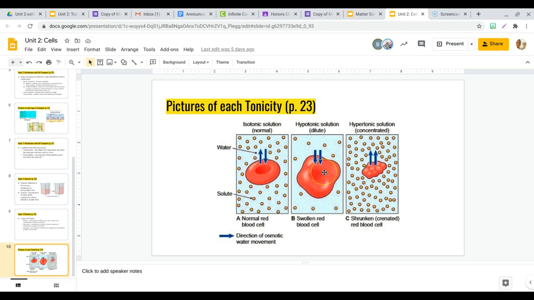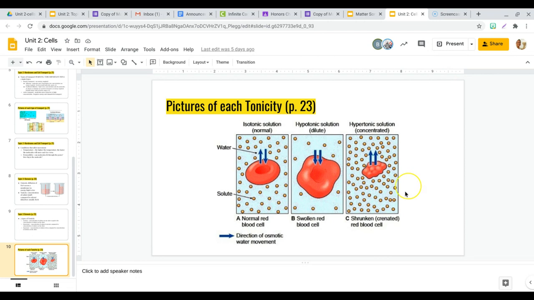And what water wants to do is it wants to dissolve those things. So it's going to rush into your cell. And what happens is your blood cell expands almost to the point to where it's going to explode. So if you want to think about it hypotonic, like the shape your mouth makes, it's like an explosion, kind of. Hypotonic, it explodes.